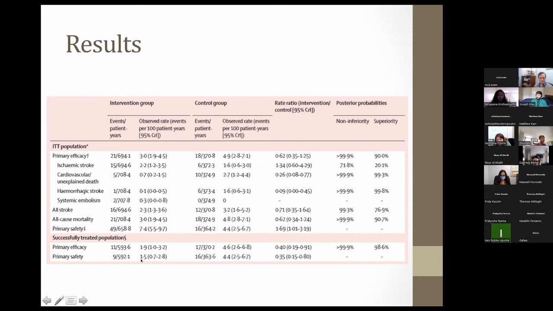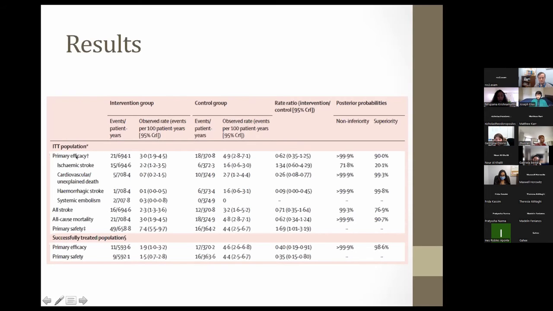Keep in mind that these numbers measure the number of adverse events in patient years, so it was lower in the intervention group. And you see here that the non-inferiority probability was greater than 99.9%. Our cutoff was 97.5%. So the authors concluded that the intervention was proved to be non-inferior to the control group in terms of the primary efficacy endpoint.